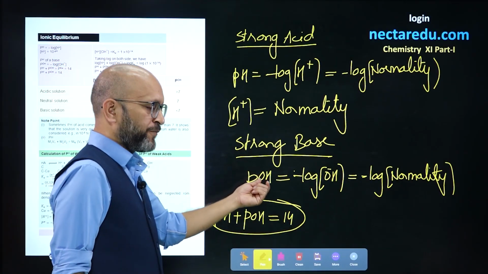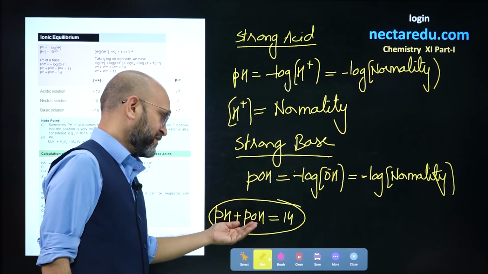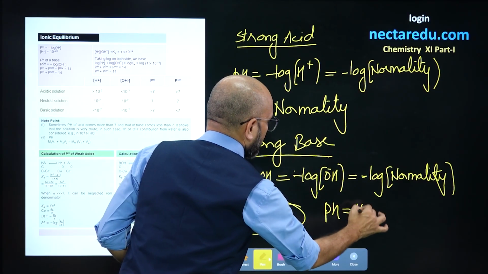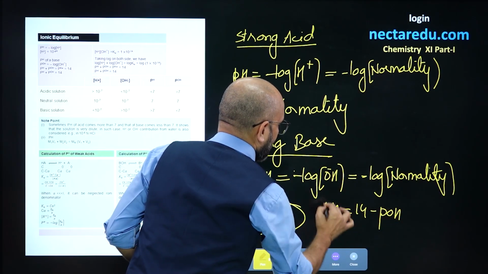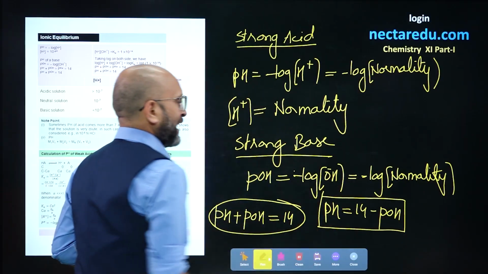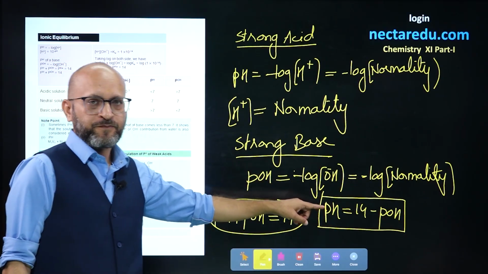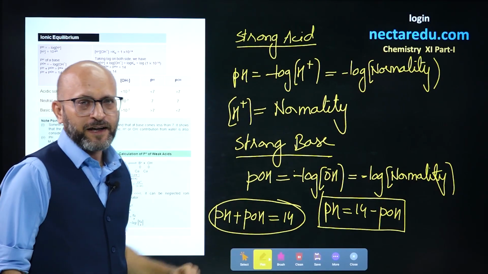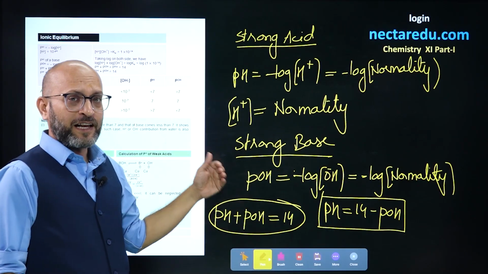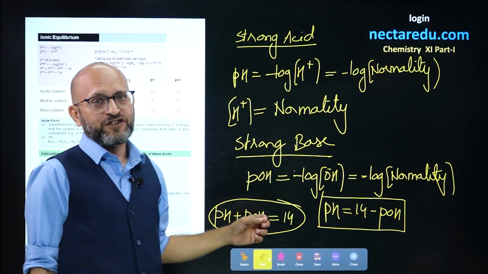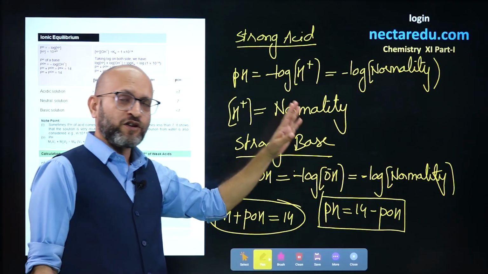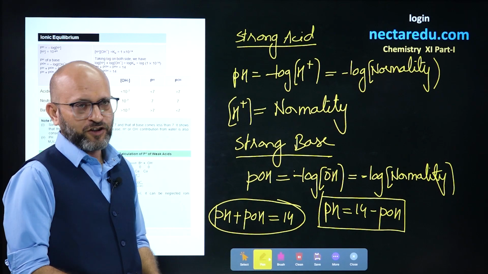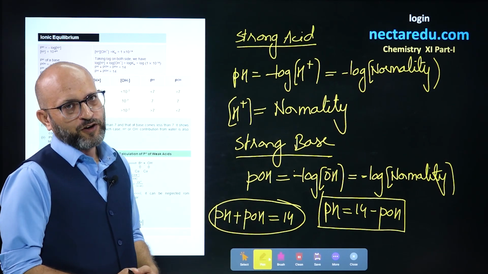So if you have the pOH value, then I think it is very easy that pH will equal 14 minus pOH. So for a base, we calculate the pH value indirectly. For an acid, you calculate pH directly. pH equals negative log normality. For a base, you calculate initially pOH, that is negative log normality of the basic solution. Then pH you will calculate as 14 minus pOH value, because pH plus pOH equals 14. Alright.